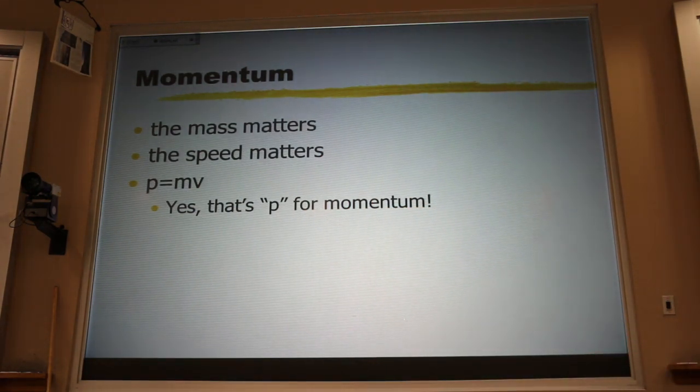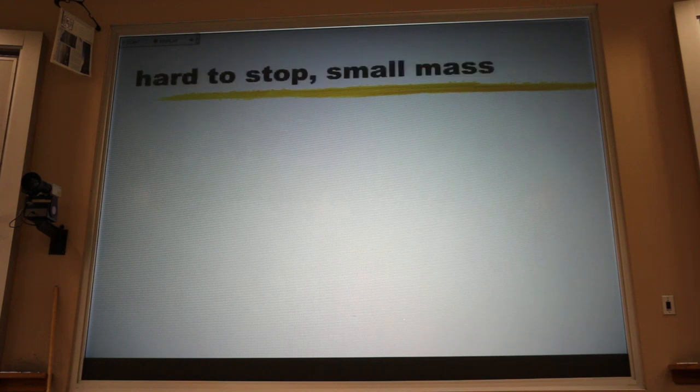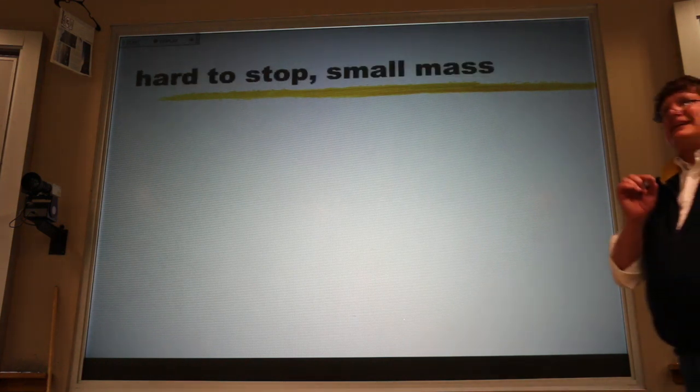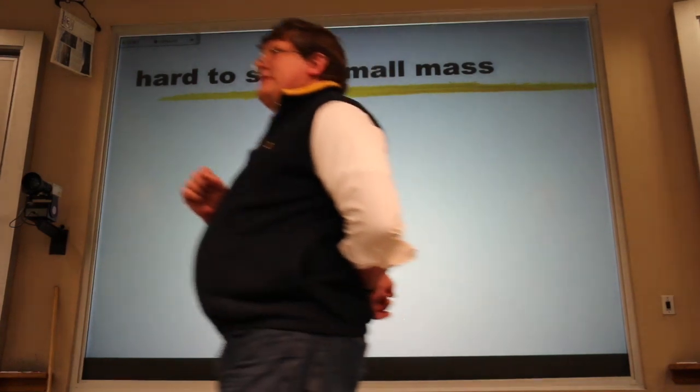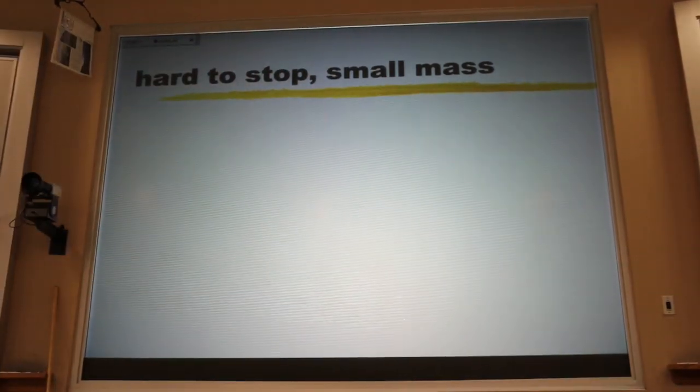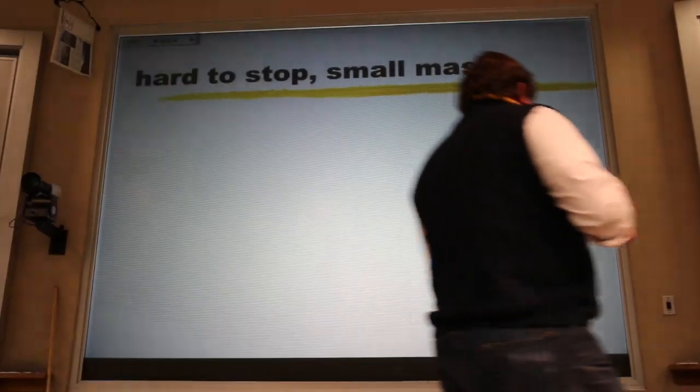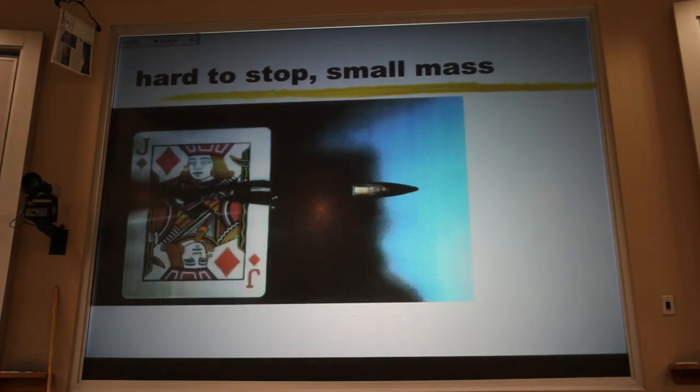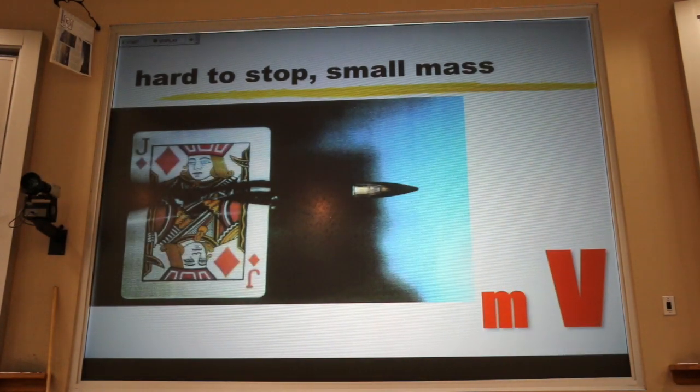Okay. Now, can you, with your neighbor, find an example of something that would be hard to stop, have a lot of momentum, but doesn't have very much mass? Anyone? Bullet. A bullet. 23 years teaching in Montana, that's the only example I've ever got. A bullet. It has a lot of momentum because it's going very quick.